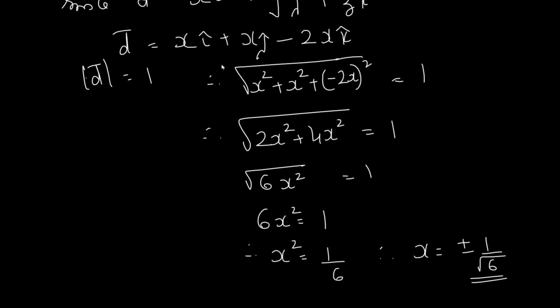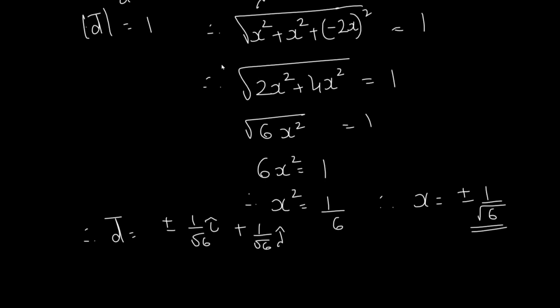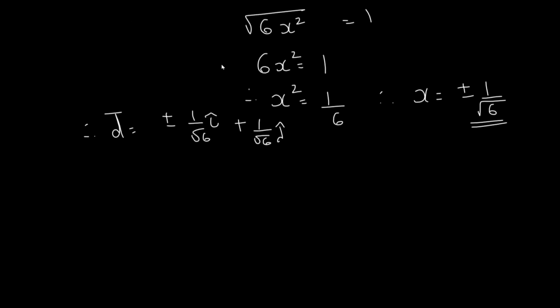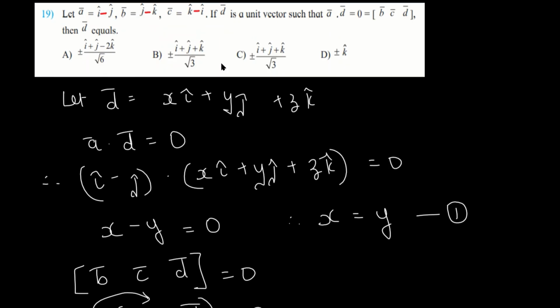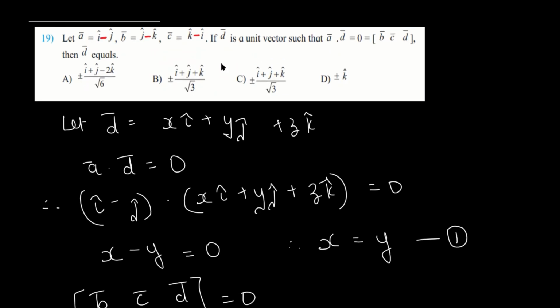So putting this value of x in the vector d, we get vector d becomes plus or minus 1 upon root 6 I, plus 1 upon root 6 j, and minus 2 upon root 6 k. So let us choose the correct option from this. This was an MCQ, if you remember. The correct option becomes, again, A.